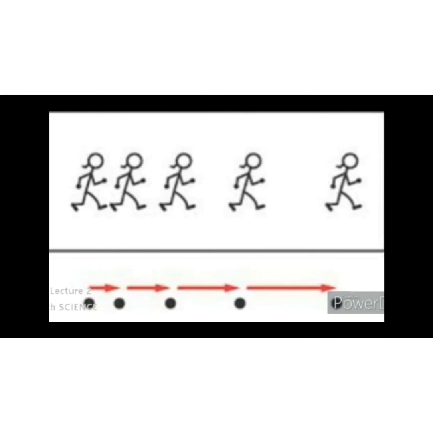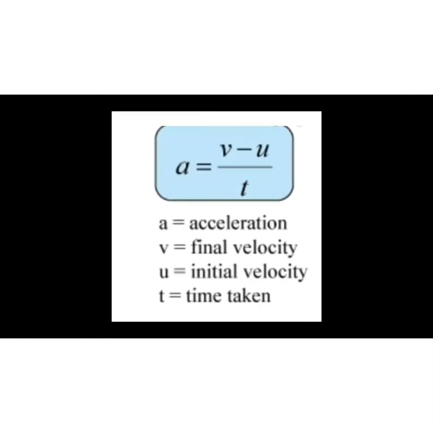Next term, acceleration. When an object is in motion, its velocity will not be constant throughout. So, velocity will change from time to time. Change of velocity with respect to time is acceleration. So, rate of change of velocity is called acceleration. That is, change in velocity divided by time taken.